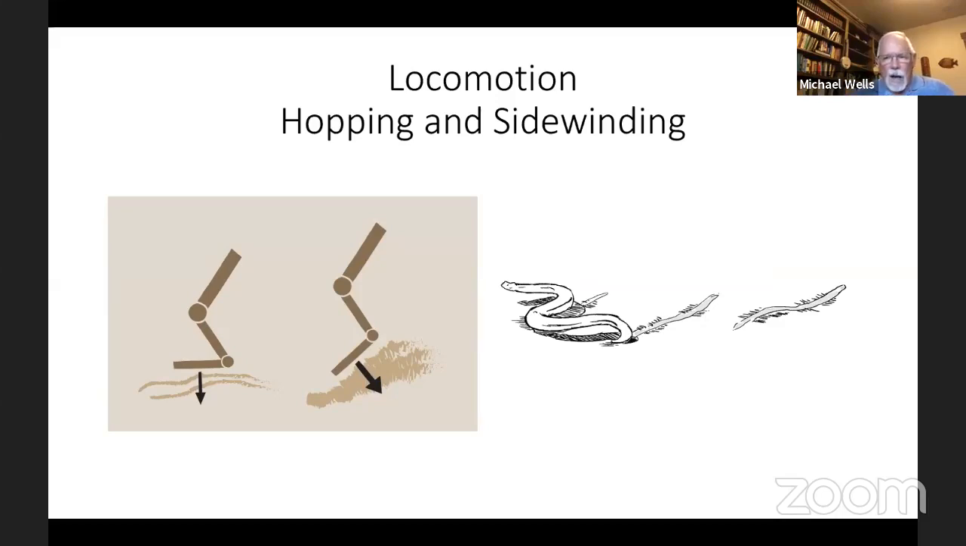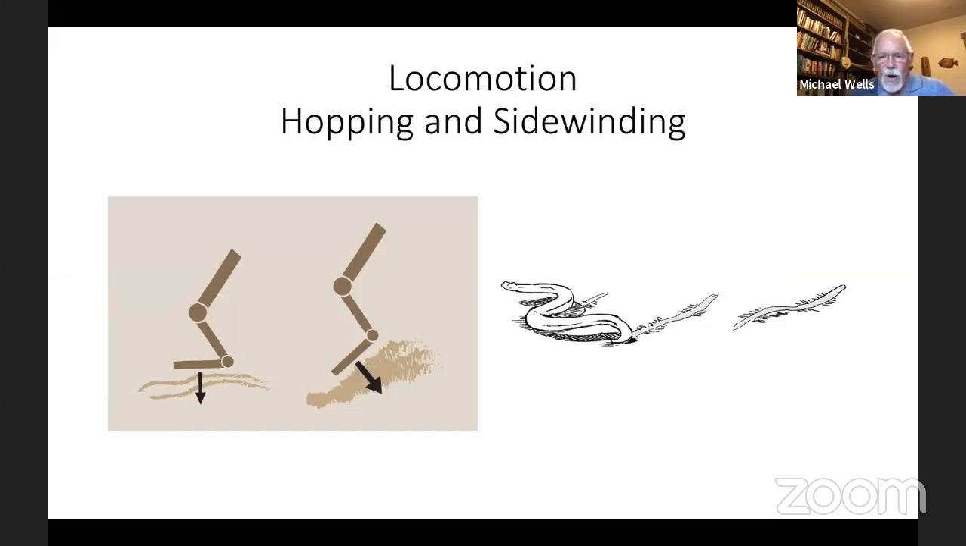And when an animal hops, it's putting most of its force downward rather than back. And so if you're pushing backwards in loose material, most of your energy is displacing that material as opposed to moving your body. So hopping is an adaptation to loose substrates.